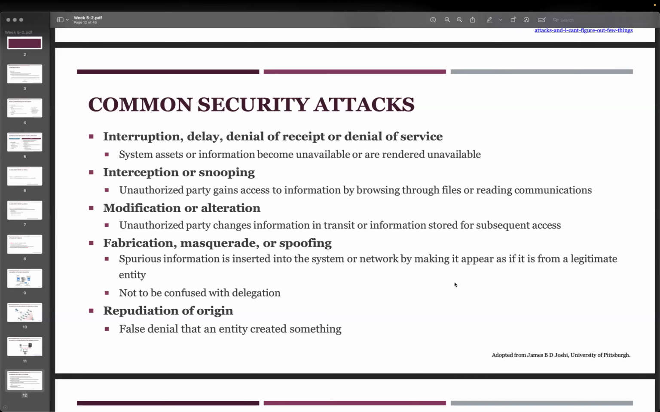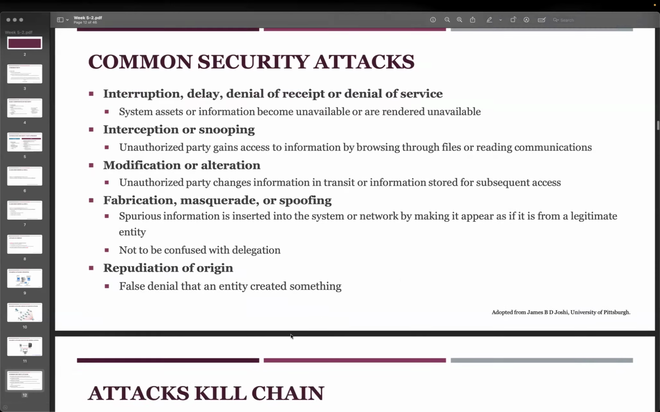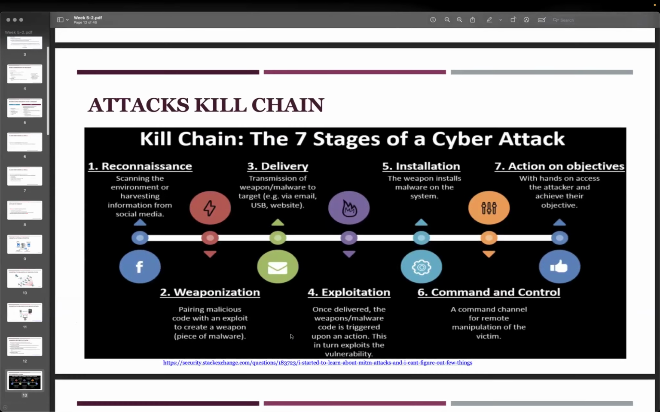So they will try to insert themselves into the system or network and make it appear to come from a legitimate, trustable source, so as to confuse authentication. And then there is repudiation of origin, where they give a false denial that they created something. So those are all possible.